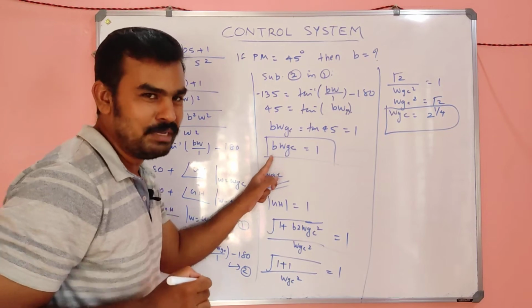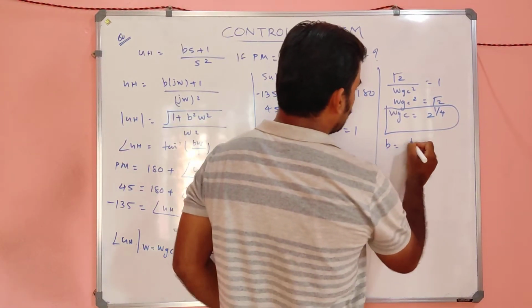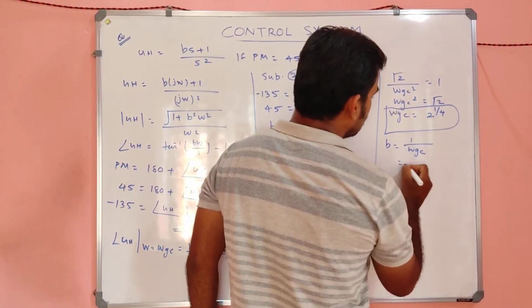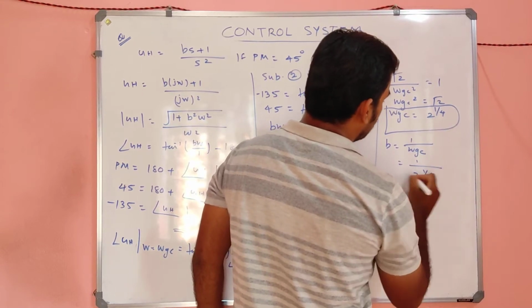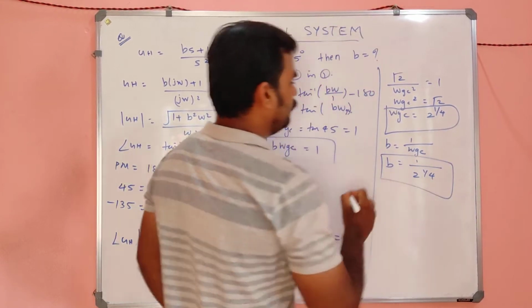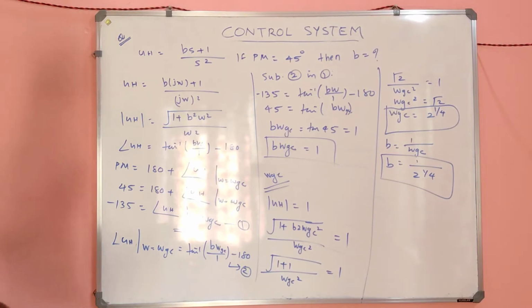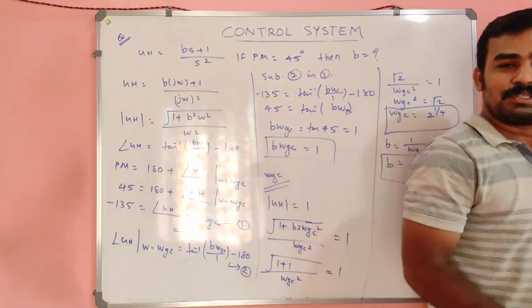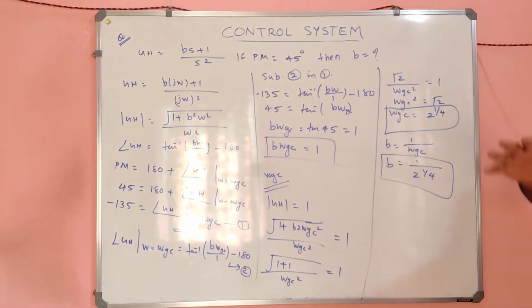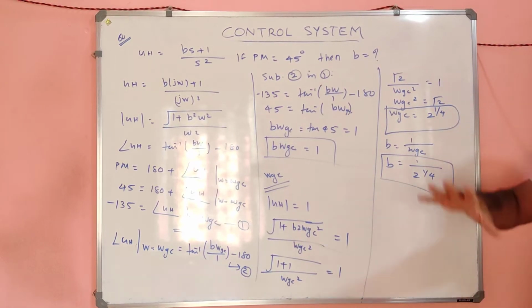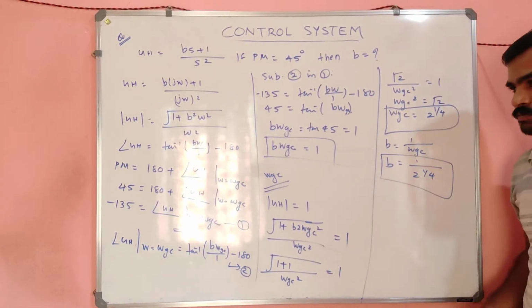Our aim is to find B. So B will be nothing but, my dear, 1 divided by omega GC, just nothing but 1 divided by 2 raised to 1 by 4. That's all. Very deep question, my dear. This type of question you may not expect for your examination, but a part of this may be asked. A simplified version of this may be asked.